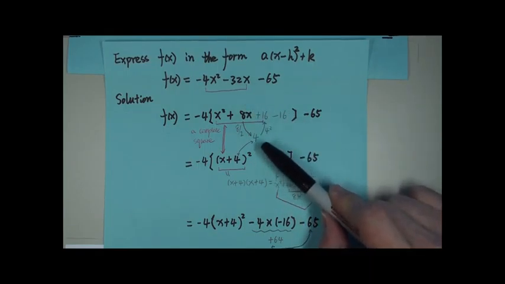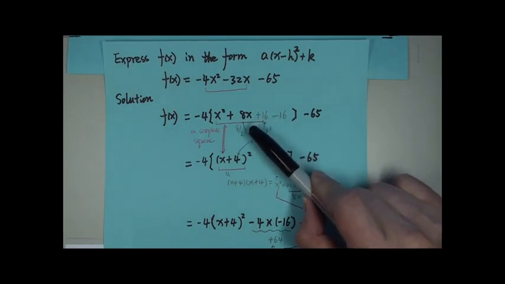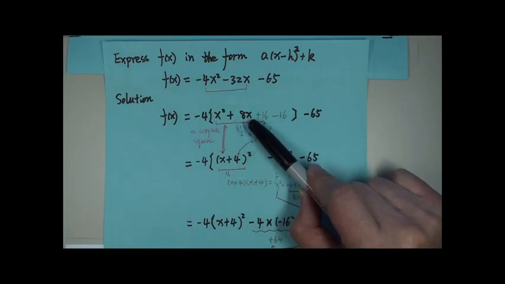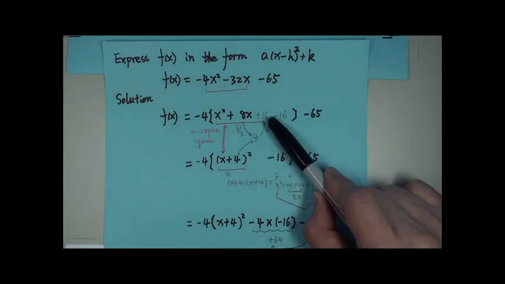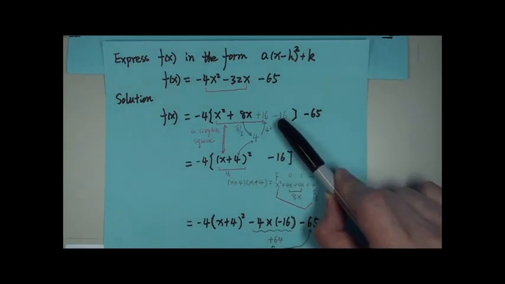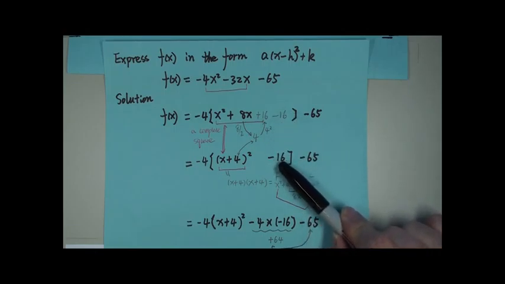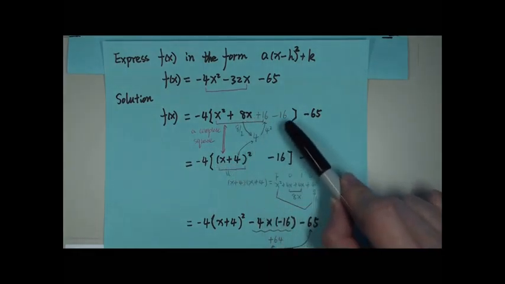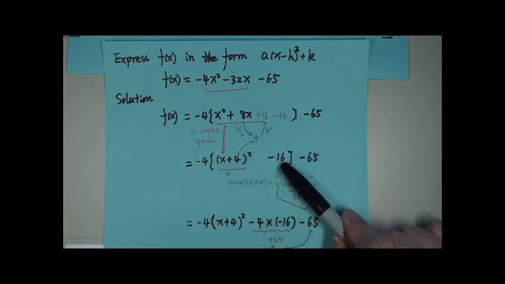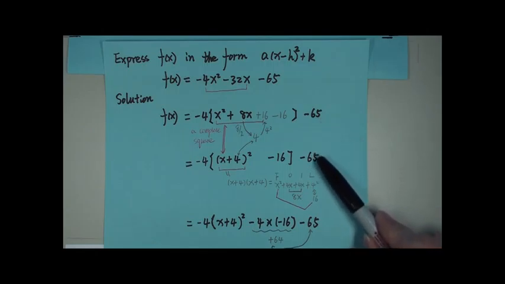Those three terms together, x squared plus 8x plus 16, are going to be a complete square. There is a positive 16 there, and a negative 16 we put down here. Those three terms are going to be a complete square, and then the negative 16 we leave right here. Again, we didn't do anything with negative 65, we copy it down.